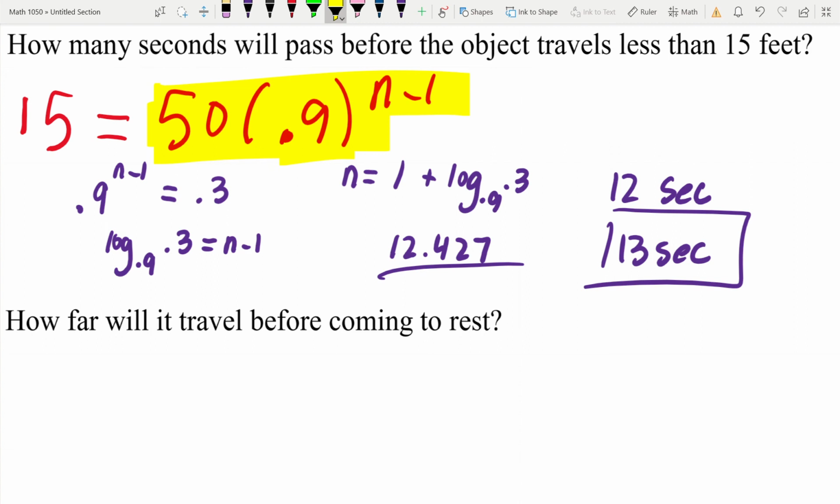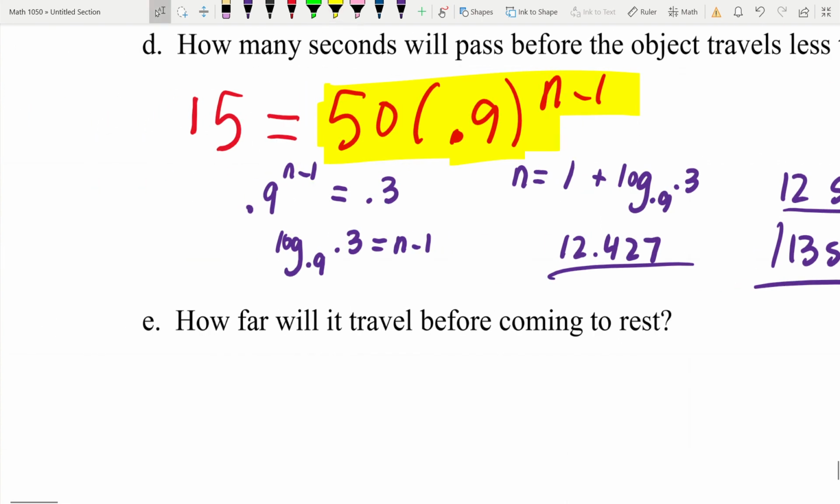50 parenthesis 0.9, close it off, raise it to the, I didn't hear raise it to the, and then it would be, if I put in a 12, that would give me an 11. Is it traveling less than 15 feet? No, I got 15.69. But if I put in a 13, then I would go 50 parenthesis 0.9, close it off, raise it to the 12th, hit enter. Now it's less than 15 feet. So if you get confused, just stick those two numbers in and see which one gives you a number that's less than 15. Okay, who says I understand? Raise your hand. Okay, good.